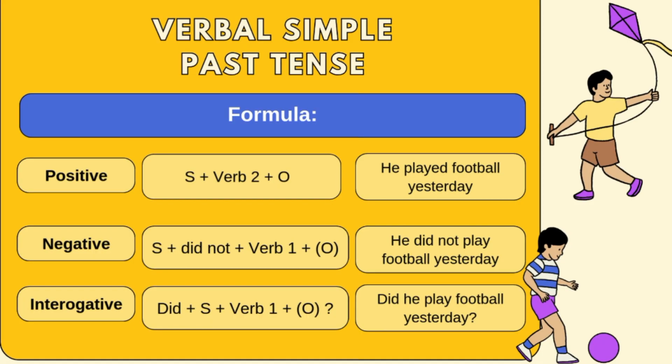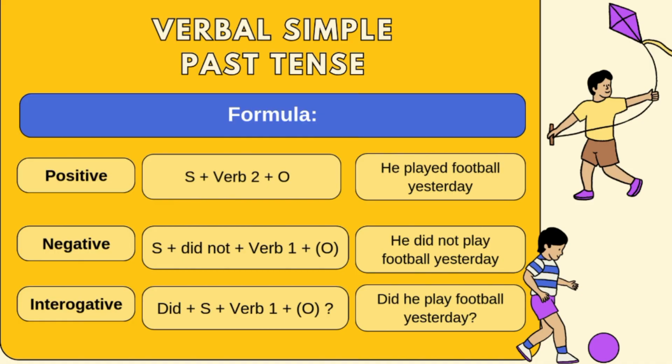When the sentence is positive or affirmative, we use the pattern subject plus verb 2 plus object. You can add an adverb of time and then you can also add the rest of the sentence. For example, he played football yesterday. Here, the verb has already changed into verb 2 and the action is finished and also happened in the past.